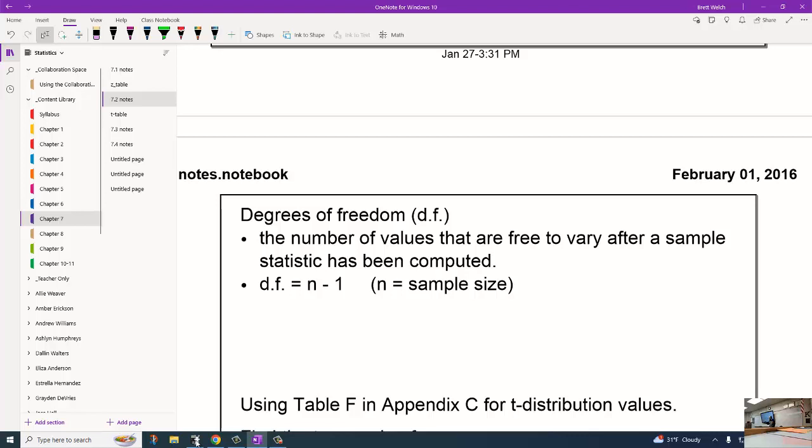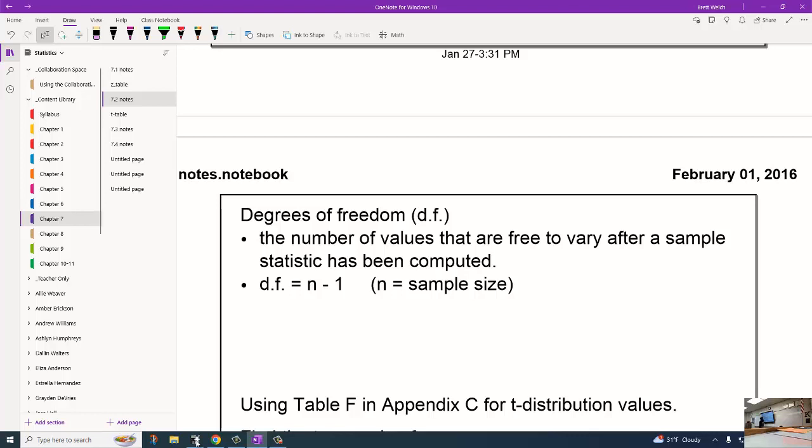Because we have to lock one value in place. Then the others can vary around that value. And so when you're being asked to pick the degrees of freedom, all you have to do is take your sample size and take one away. Okay? So it's a pretty easy calculation, but that's going to determine which set of values we use.